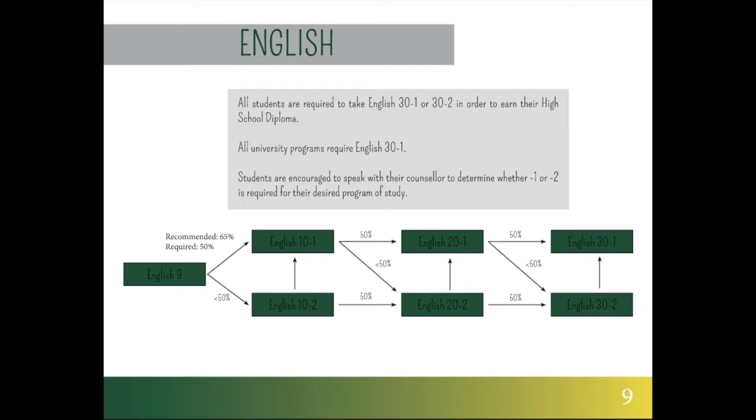When choosing an English for grade 11, you have the choice between 20-1 and 20-2. If you are currently in English 10-1, you will choose English 20-1 if you have passed the course. If you have not passed English 10-1, you will be placed in English 20-2. It should be noted that it is recommended for English 20-1 to have at least a 65% in English 10-1 in order for you to be successful. If you are under 65% in English 10-1, you may also consider choosing English 20-2 for grade 11. For students who are currently enrolled in English 10-2, if you achieve at least a 50%, you will be placed in English 20-2.